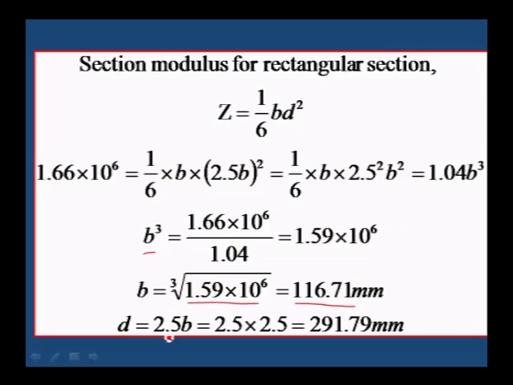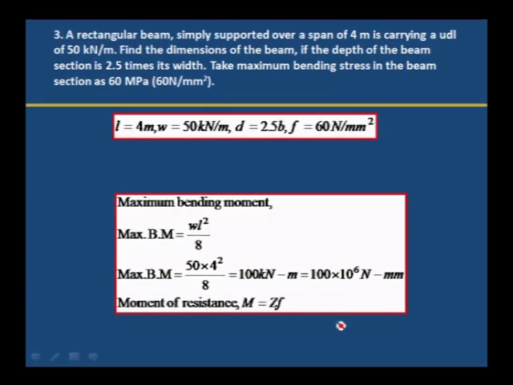D will be equal to 2.5 times B, which is given in the problem. 2.5 into 116.7 is equal to 291.79 mm. So B is 116.7 mm and D is 291.79 mm. Like this, we have to equate the bending moment with Z F, that is M is equal to ZF, where M is the bending moment and Z is 1/6 BD square, and then multiply with F. On simplification, we will get the D and B values.